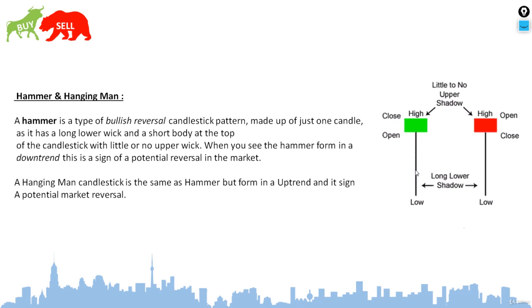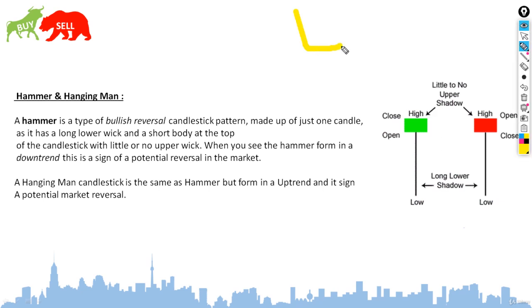A hammer is a type of bullish reversal candlestick pattern made up of just one candle, as it has a long lower wick and a short body at the top of the candlestick with little or no upper wick. When you see the hammer form in a downtrend, this is a sign of a potential reversal in the market. A hanging man candlestick is the same as a hammer but forms in an uptrend, and it's a sign of a potential market reversal. So we name it a hammer if we find this candlestick in a downtrend.